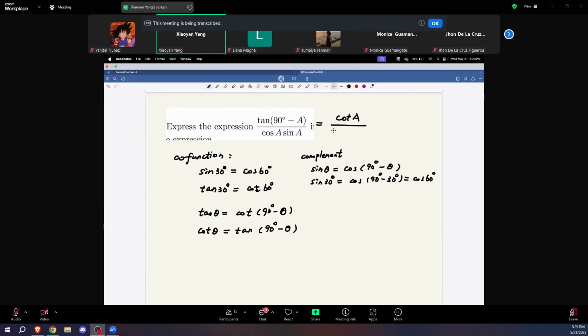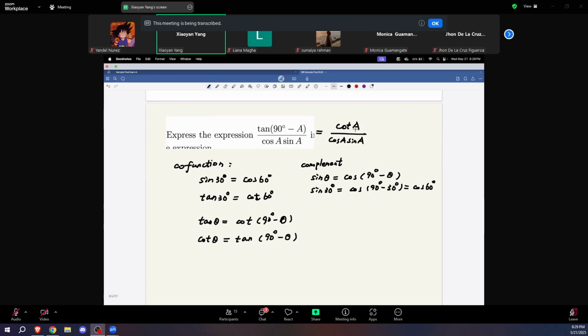The bottom is left unchanged, cosine A, sine A. By the quotient identity, cotangent equals cosine over sine. Why? Because tangent equals sine over cosine. So cotangent equals cosine A over sine A, over cosine A, sine A. So that's okay?